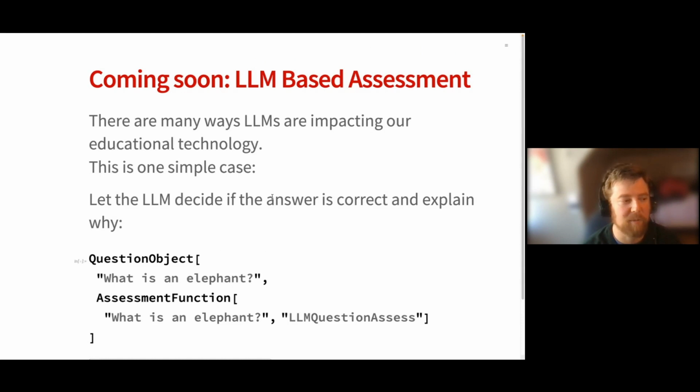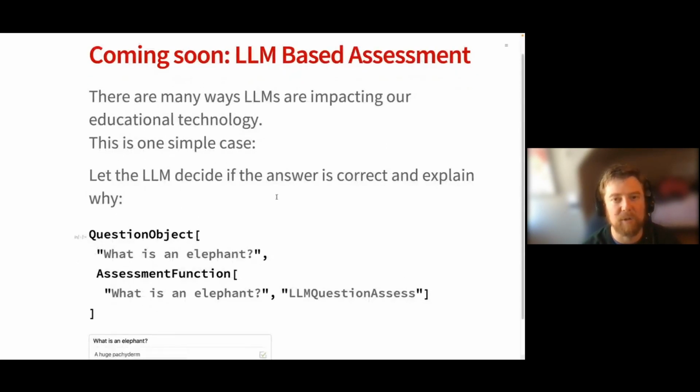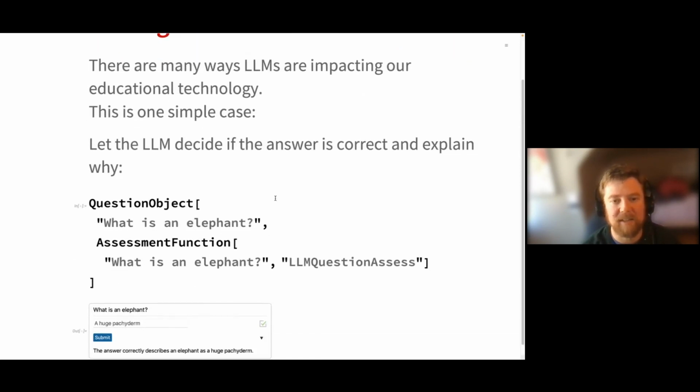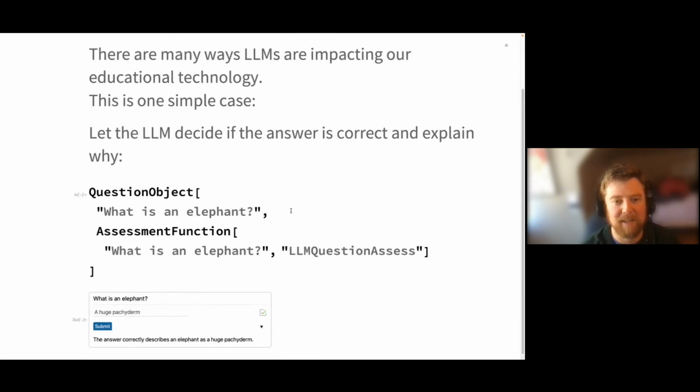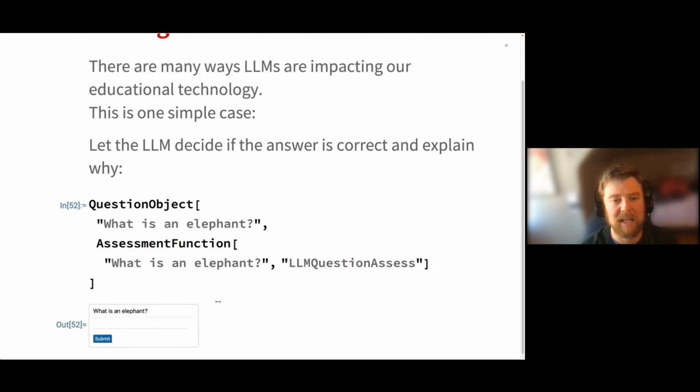Now we're moving on to the future and the coming soon. LLMs: you can't have a talk at this conference without talking about LLMs. There's an undocumented comparison method in version 14. Feel free to use it, but don't fall in love because it could change. It's called LLM question assess, which just asks the LLM to determine whether the answer here is correct for the question here. And if I say, what is an elephant?